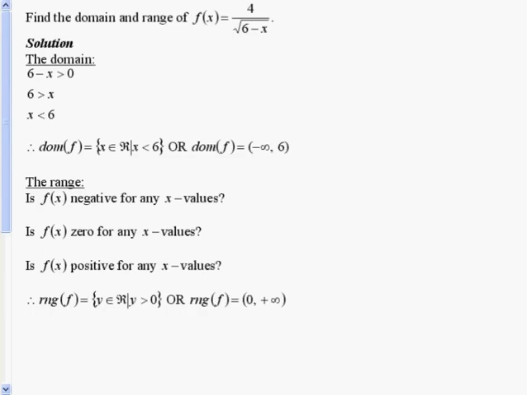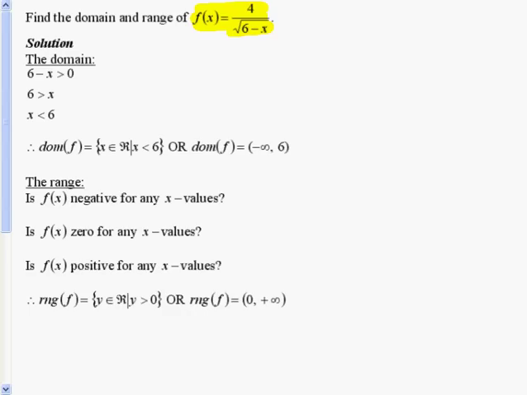Class, this example will be of how to find the domain and range of a function that's given to us algebraically. We're going to consider the function f of x equals 4 divided by the square root of the quantity 6 minus x. The domain is the set of x for which the function is defined.